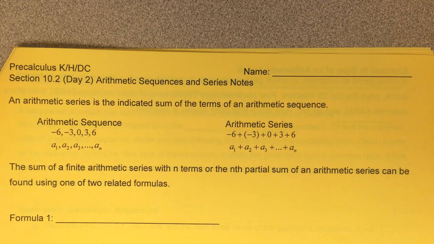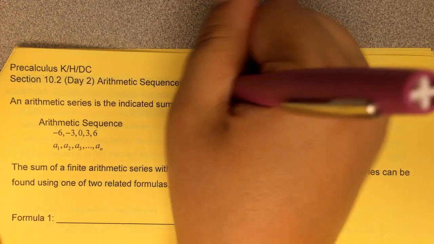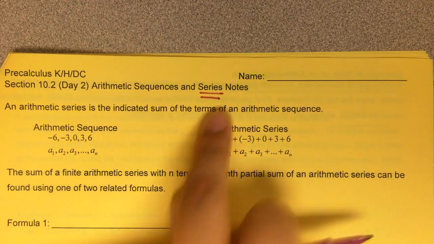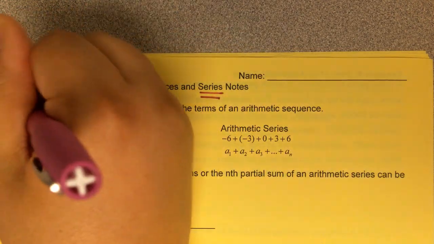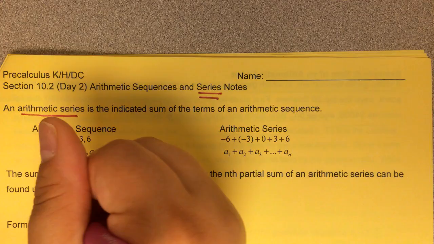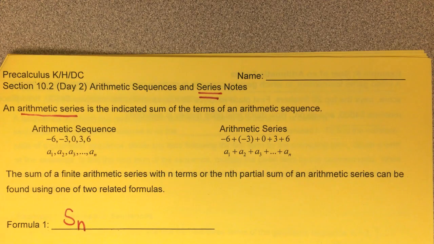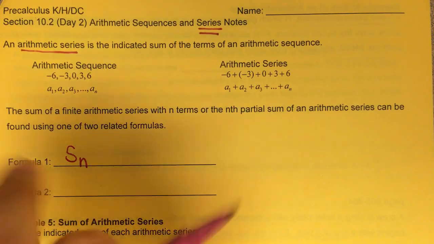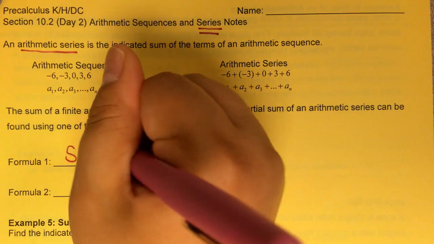All right. So underline the word series on this one just so you know that's what we're doing on this page. We are dealing with series. It's the sum of an arithmetic sequence, the sum of a finite arithmetic series with n terms, or the nth partial sum of an arithmetic series, can be found using these two formulas. I'm just going to go ahead and give them to you right now. Remember, when you see the letter S, that means sum. You should be adding things together.